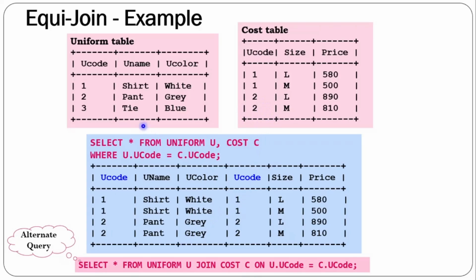the output. So here an Equi-Join condition is given, u.ucode equals c.ucode. Such joins which use the equality condition are called Equi-Join. Rows are retrieved by performing the equality condition. You can alternatively give the query using the join clause: select star from uniform, the alias name u, join cost c on u.ucode equal c.ucode. The output will be the same by both these queries.